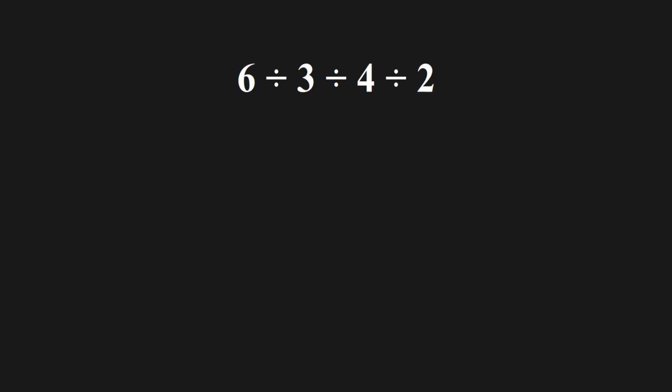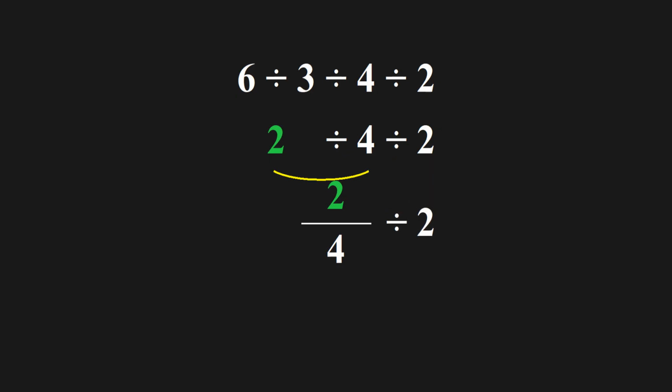So we have first this division, 6 divided by 3 equals 2. So we have 2 divided by 4 divided by 2, and we can write this part as 2 over 4 divided by 2. So we must keep the first fraction 2 over 4 and change division to multiplication times, then flip the second fraction 1 over 2 which equals 2 over 8. And this is our final answer for this problem.